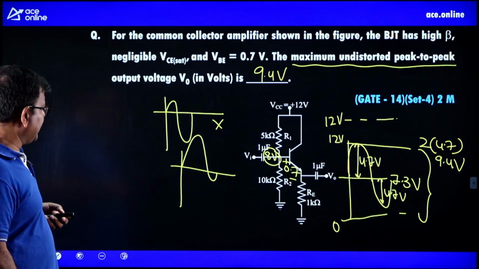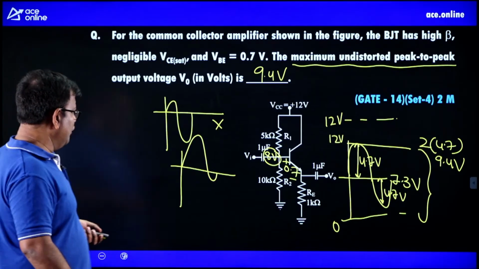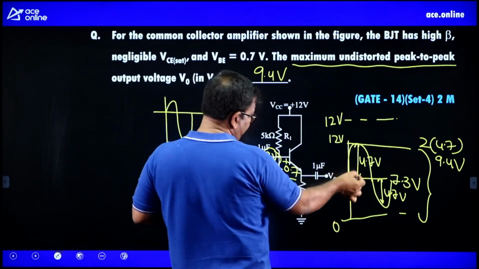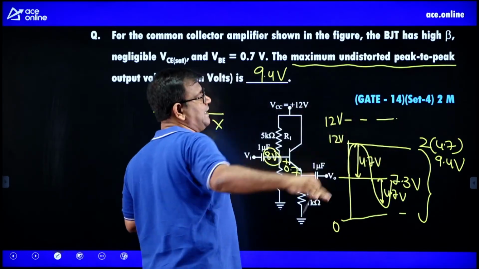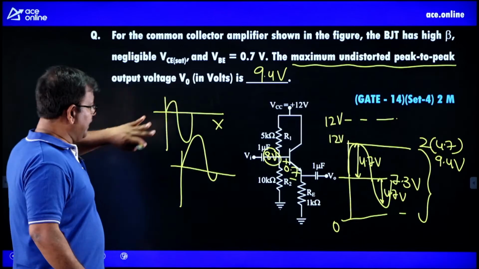So this is the maximum undistorted peak value. What if you take the peak value of 7.3? So you might get a large negative, but your positive is going to get clipped. Your positive is going to get clipped, right?